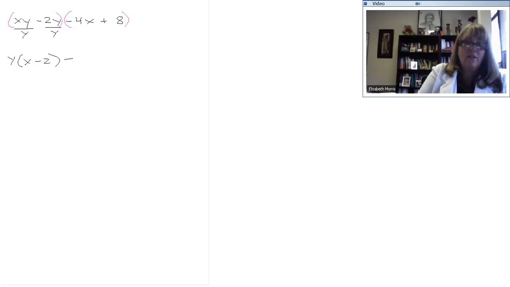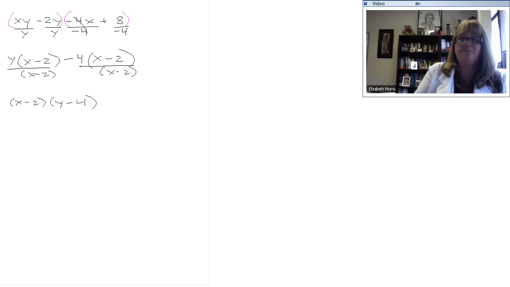What can I take out of here? Looks like a 4. But what I'm actually taking out is a negative 4. So that's gone. I'm left with x. What's 8 divided by negative 4? Negative 2. Now, what do they have in common? X minus 2. And what's left? Y minus 4. All right?